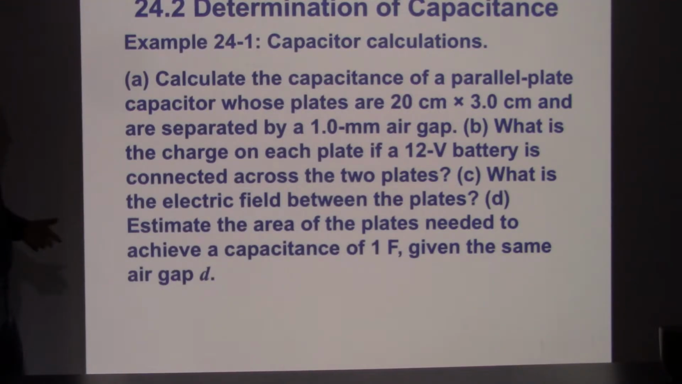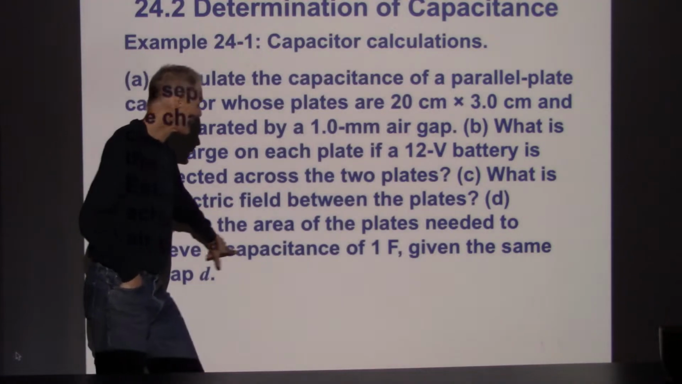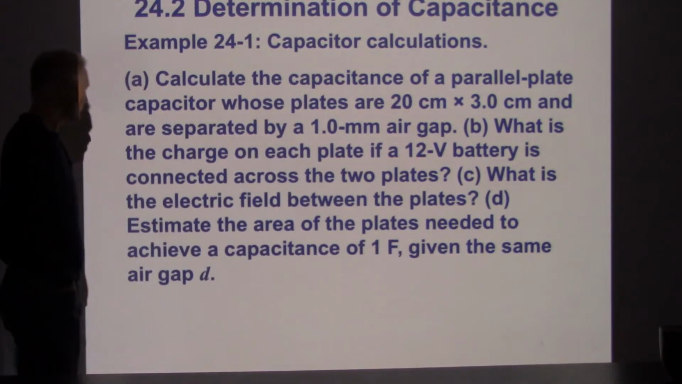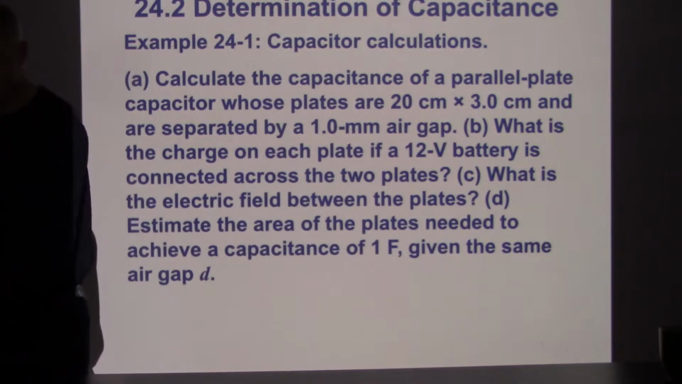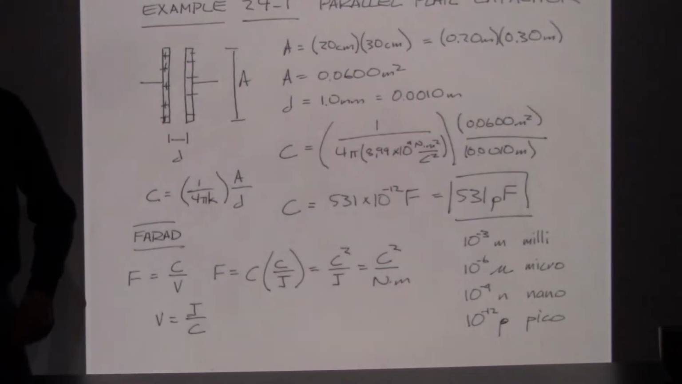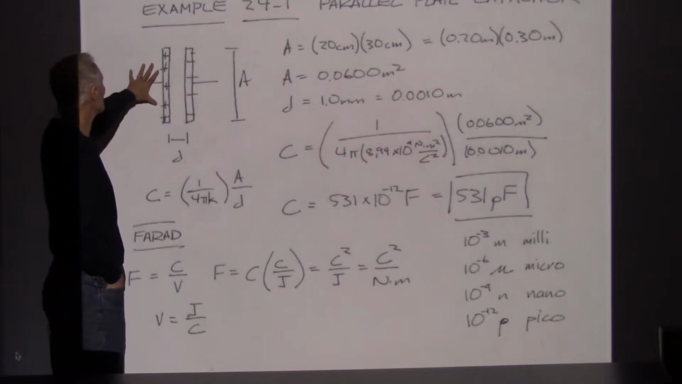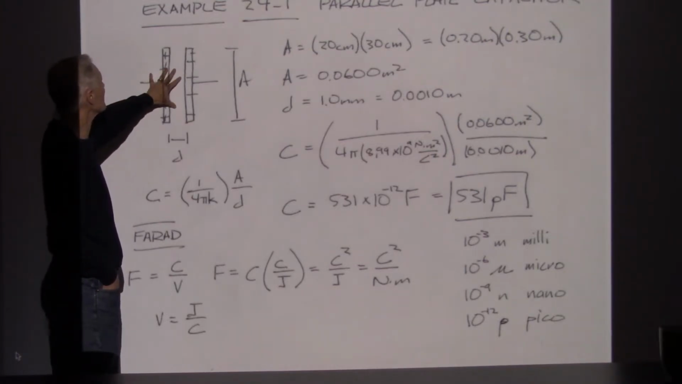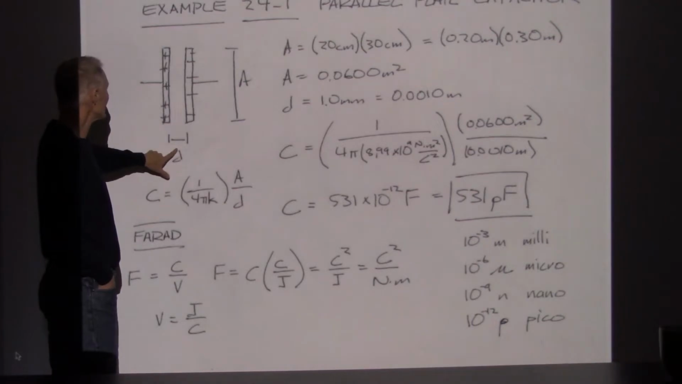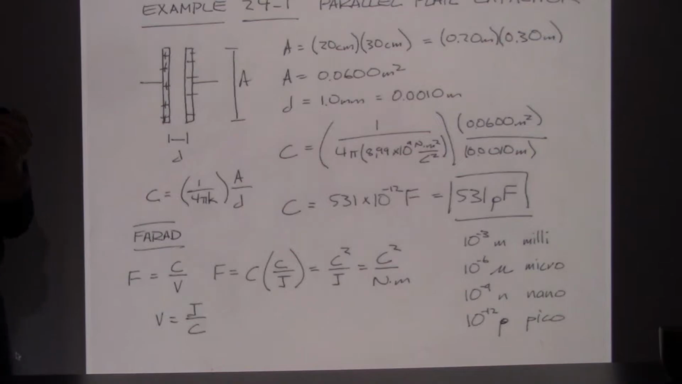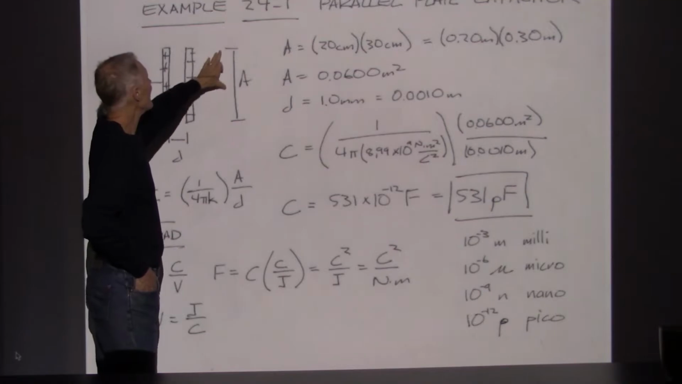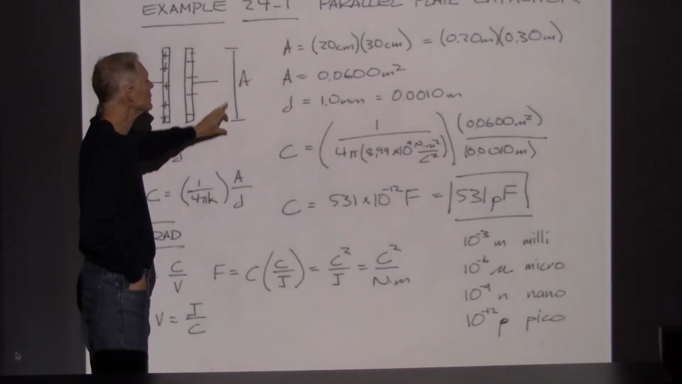How much area will I need to have a capacitor with a capacitance of 1 farad for the air gap that we have here? So let's get to work. Here's a picture of my capacitor, with one plate labeled positive and one plate labeled negative. There's a distance of separation. In this case, it's not center to center, it is surface to surface. So how much of a separation do I have between the plates, and how much cross-sectional area do I have?